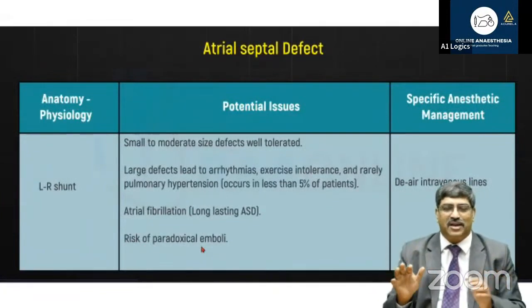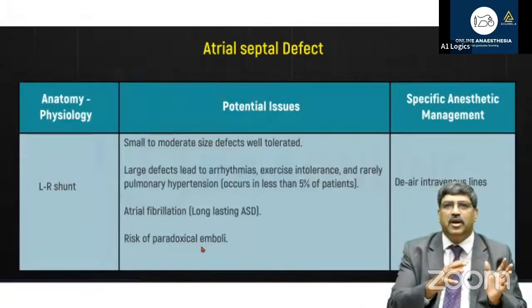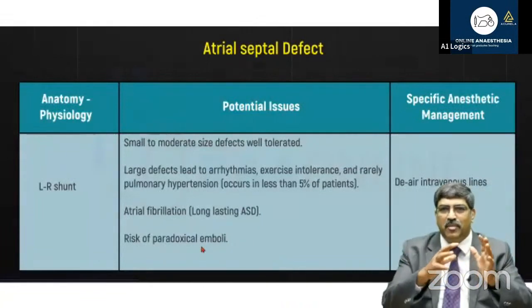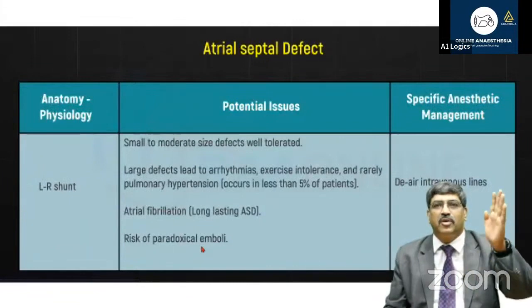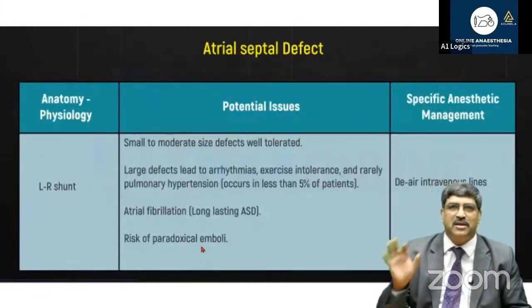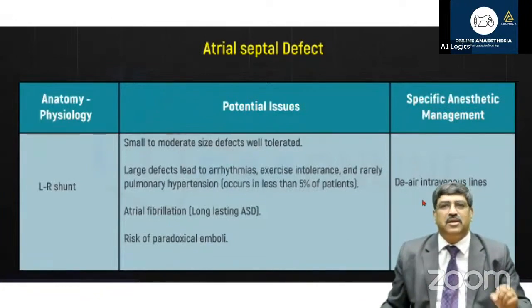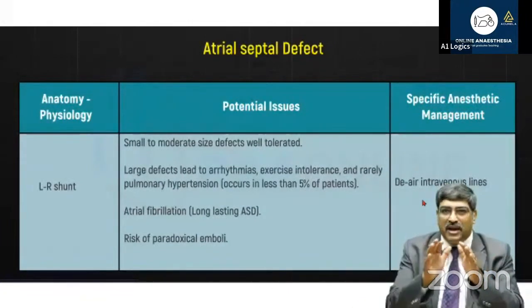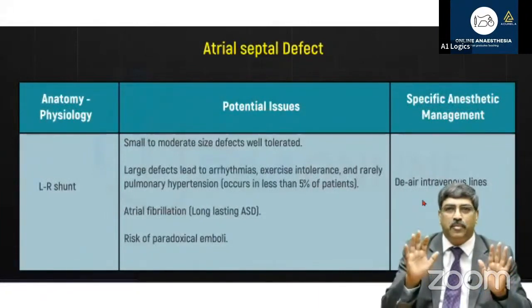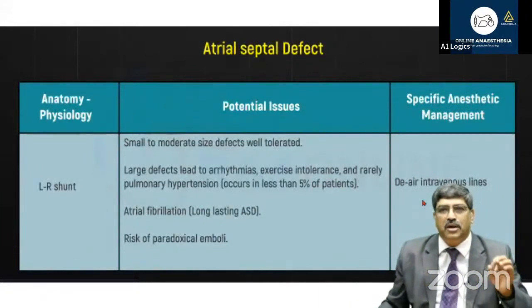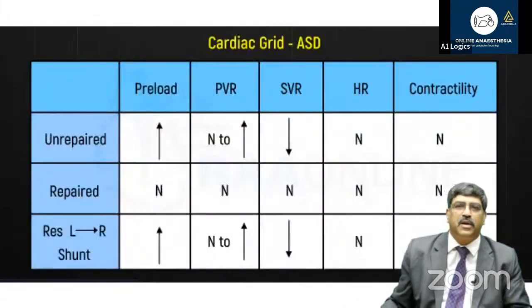What is this paradoxical embolism? If air is injected into the venous system, it goes into the right atrium, bypasses the right circulation, and through the ASD goes into the left atrium and then into the systemic circulation. That is paradoxical embolism. Specific anesthesia management: you have to keep the IV line free of air bubbles. You should de-air the intravenous line properly. That will be one of the specific anesthesia management points for atrial septal defect.